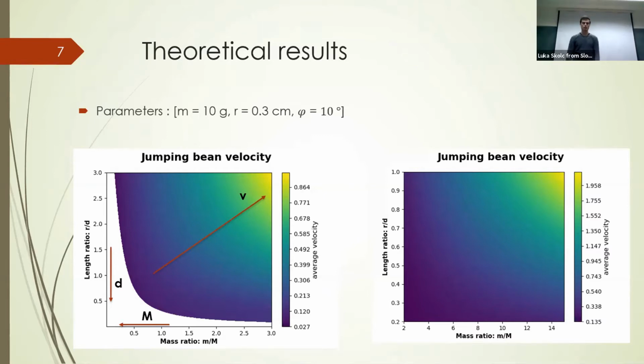Another thing I haven't talked about is the size of the bean. So what happens if you fix ratios and lengths and just resize the bean? Well, with magnifying it, velocity increases as well.